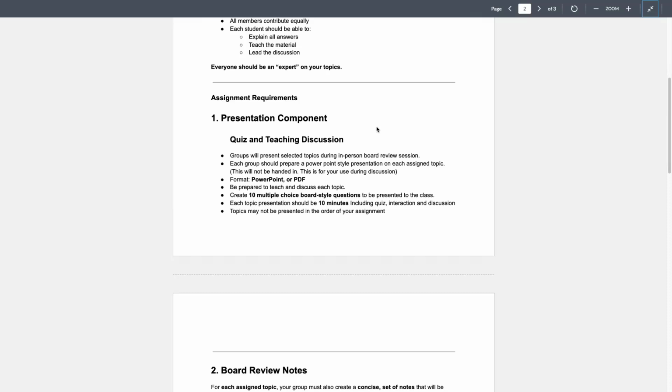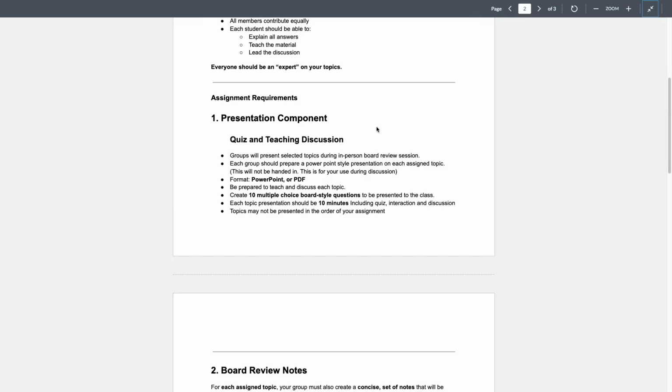I want you guys to prepare a PowerPoint style presentation for each one of those topics. This is not going to be handed in. I'm not interested in judging your PowerPoint on how fancy it is or anything else. As long as we can all see the information and it's viewable, it's a teaching tool for you to be able to teach, okay? So you're going to make that PowerPoint.